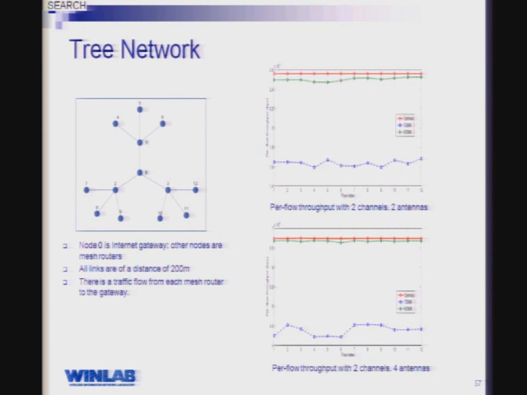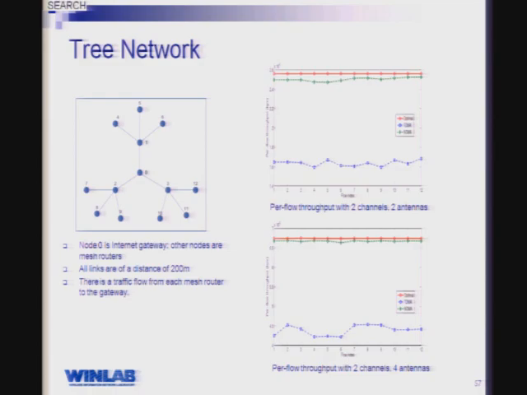And then we consider a tree network, which is commonly used as a wireless mesh backbone. And here we assume node 0 is a gateway, and other nodes are mesh routers. And all links are of a distance of 200 meters. And there is a traffic flow from each mesh router to the gateway node 0. And then we investigate the per flow throughput with two channels, two antennas, and two channels, and four antennas. We can see that more channels used in the network apparently increase the throughput. And by taking advantage of stream control, the results of SCMA almost double the results of DDMA here, and it was very close to the performance bound.